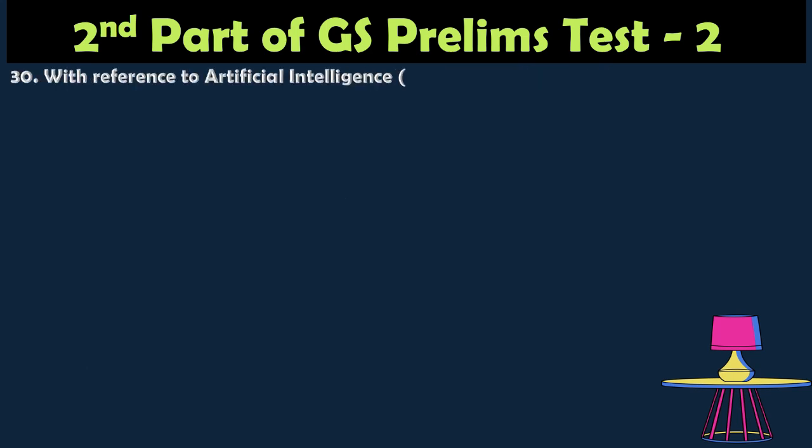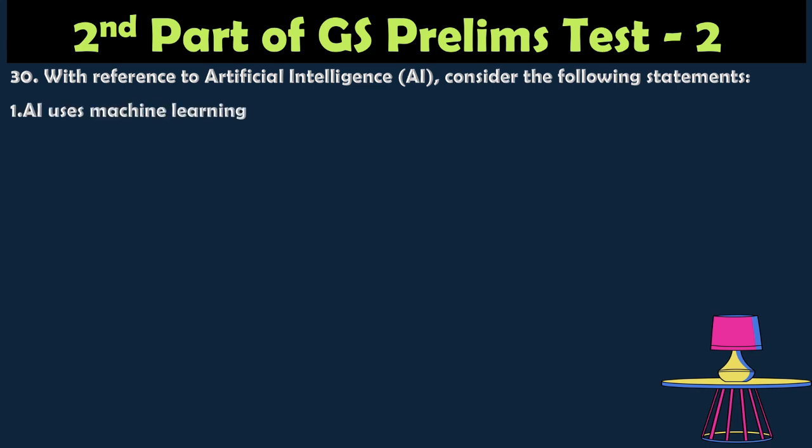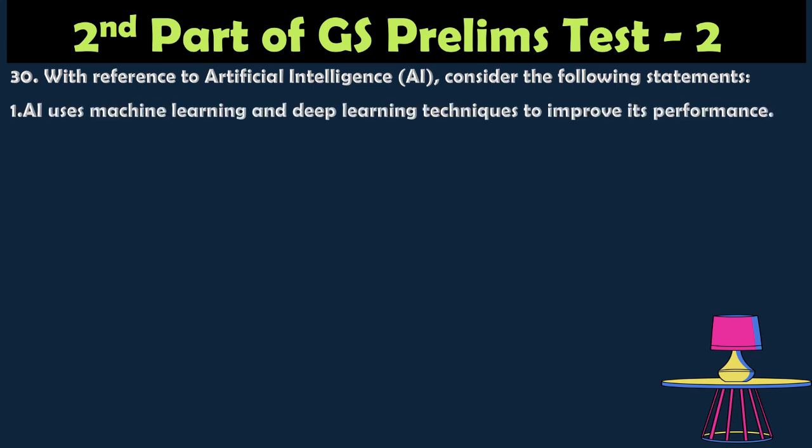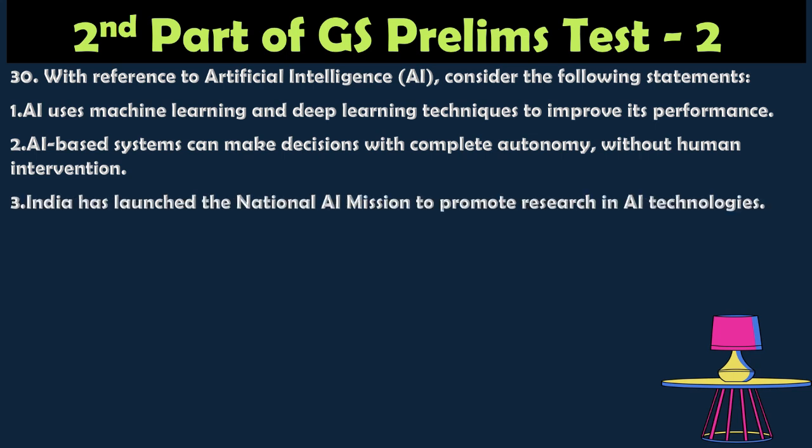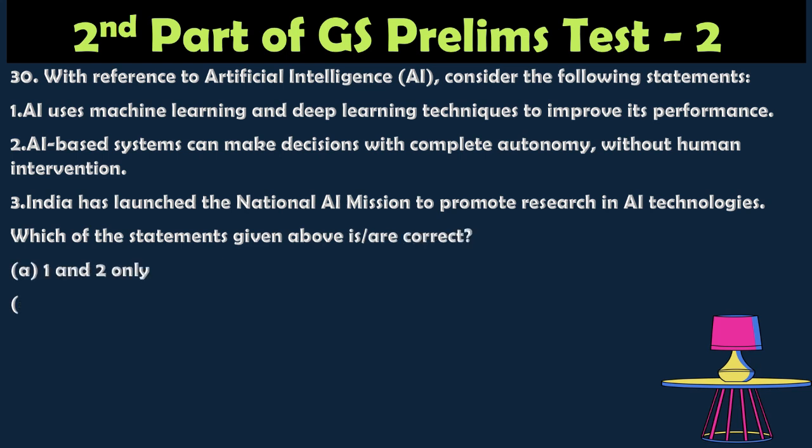Question number 30. With reference to artificial intelligence, consider the following statements. One, AI uses machine learning and deep learning techniques to improve its performance. Two, AI-based systems can make decisions with complete autonomy without human intervention. Three, India has launched the National AI Mission to promote research in AI technology. Which of the statements given above is correct? Option A, 1 and 2 only; option B, 2 and 3 only; option C, 1 and 3 only; option D, 1, 2 and also 3.